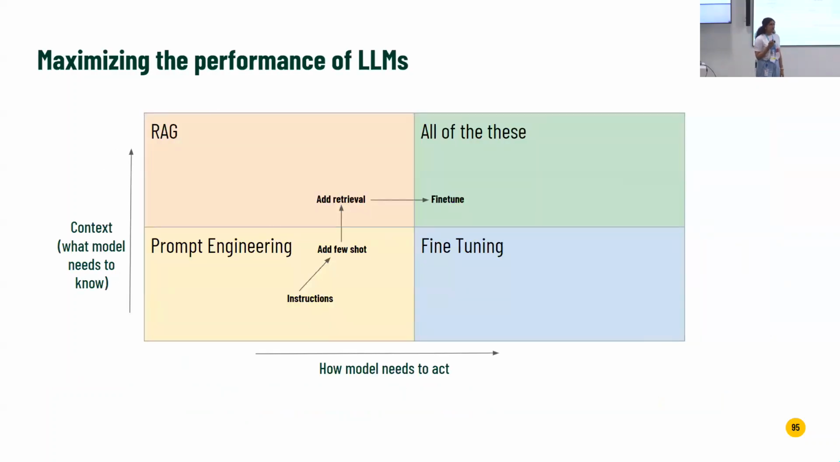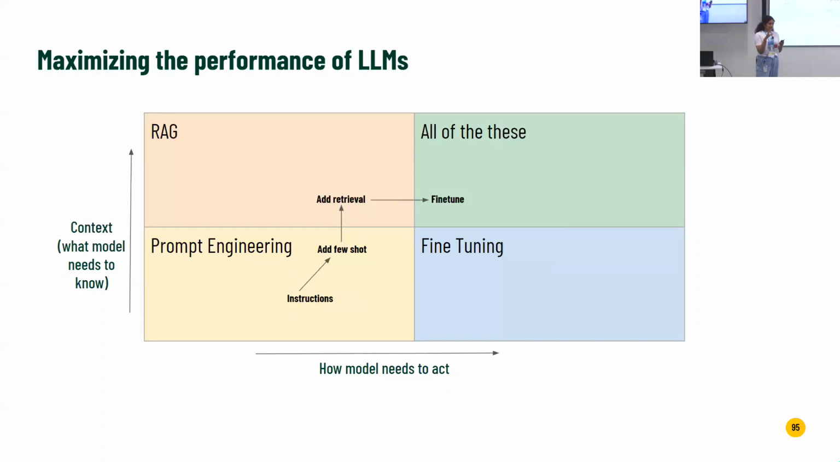So let's look at how we can maximize the performance of LLMs. Depending on the problem you solve, it looks something like this, wherein you have two axes: what the model needs to know and how the model needs to act. A typical flow would look like this: you start with instructions, you do prompt engineering, you quickly look at what the model needs to know or how it needs to act, and you add examples. Then, if you have a large enough corpus, retrieval comes into the picture. And if you want the model to follow instructions, that's when you go to fine-tuning.